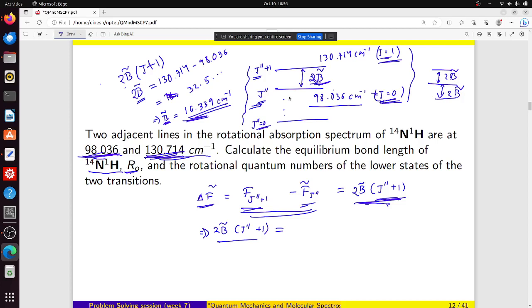For the molecule to come to this state, it has to be coming from some J double prime minus 1 state, right? So to make this transition, let's say in this case this is J double prime now and this is J double prime plus 1 state. Okay, so in this case we can directly calculate the value of J double prime from this formula.